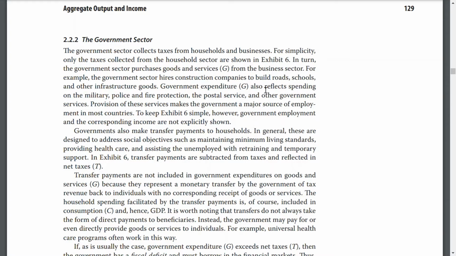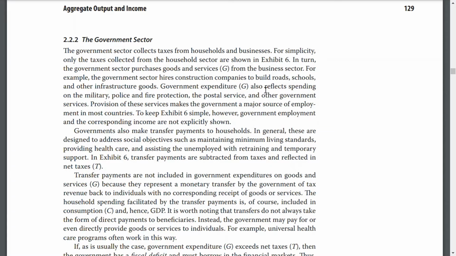Government expenditures, G, also reflect spending on the military, police, and fire protection, the postal services, and other government services. Provision of these services makes the government a major source of employment in most countries. However, government employment and the corresponding income are not explicitly shown. Governments also make transfer payments to households.